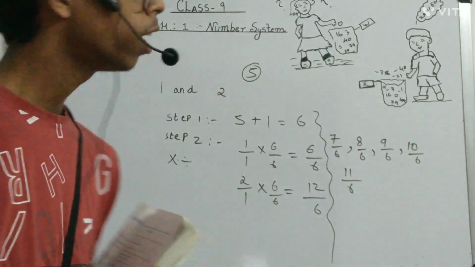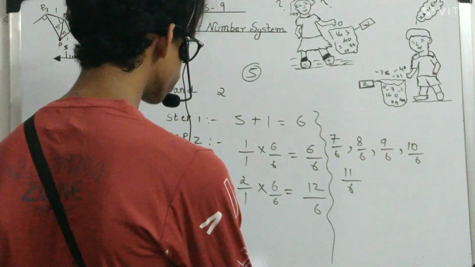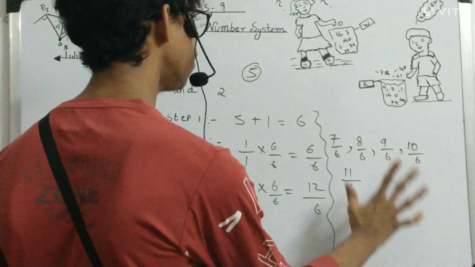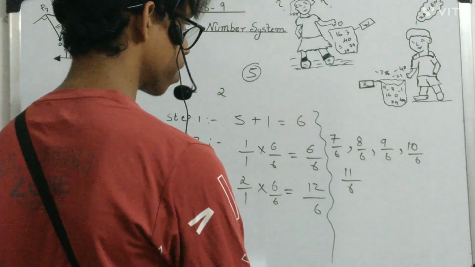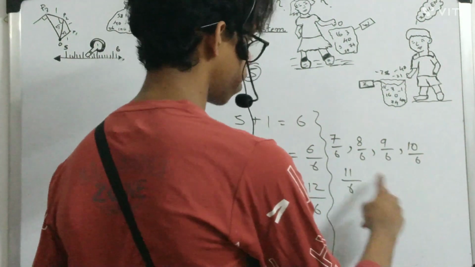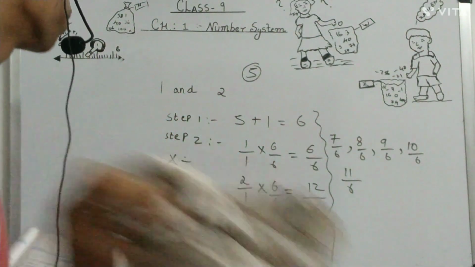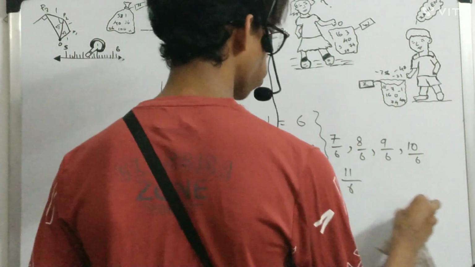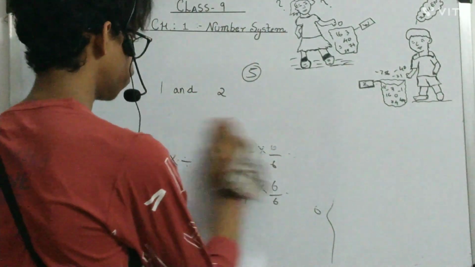This is the first method in which we will do. The speciality of this method is that exactly we will get the 5 rational numbers, nothing greater or nothing less. So 7 by 6, 8 by 6, 9 by 6, 10 by 6 and 11 by 6 are your 5 rational numbers between 1 and 2. Okay, so I will also do the other method.